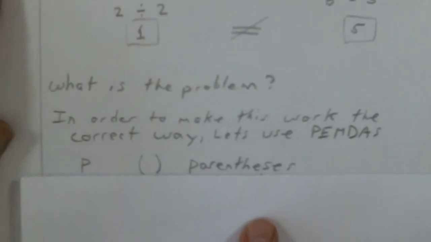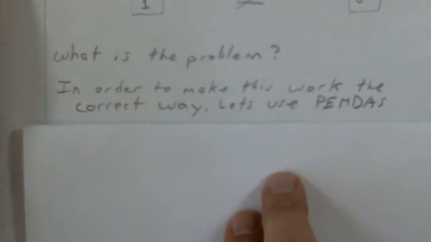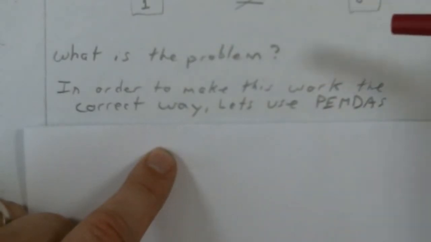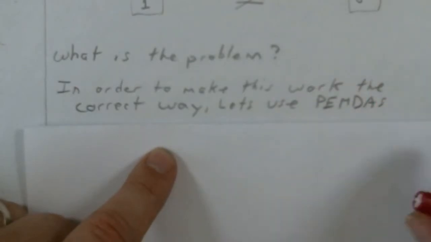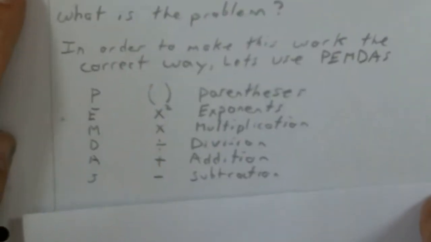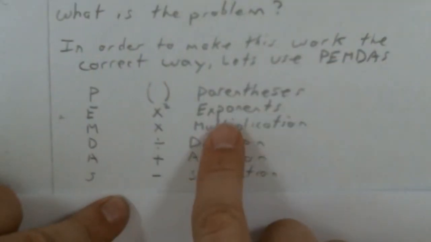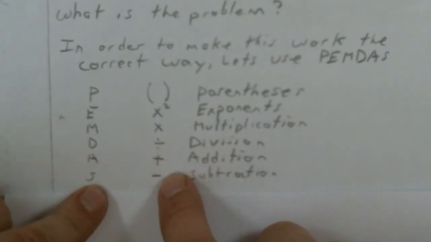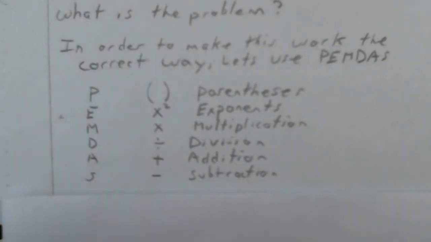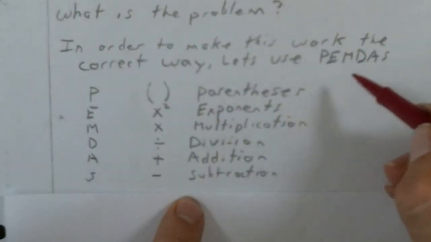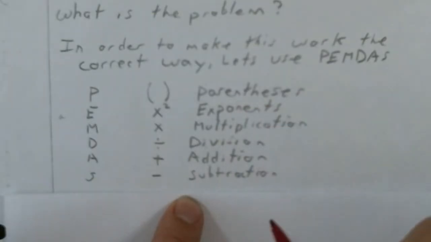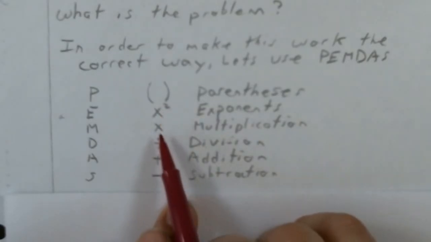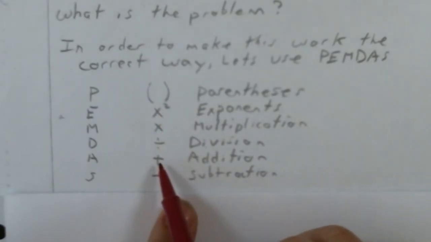So in order to make this work the correct way, let's use our famous PEMDAS. And hopefully in recent classes you learned PEMDAS a lot more. So you have parentheses, exponents, multiplication, division, addition and subtraction. Now, I think I told you this before, the parentheses are a grouping mechanism. The exponents has a little square to it. There's multiplication, division, addition, and subtraction.